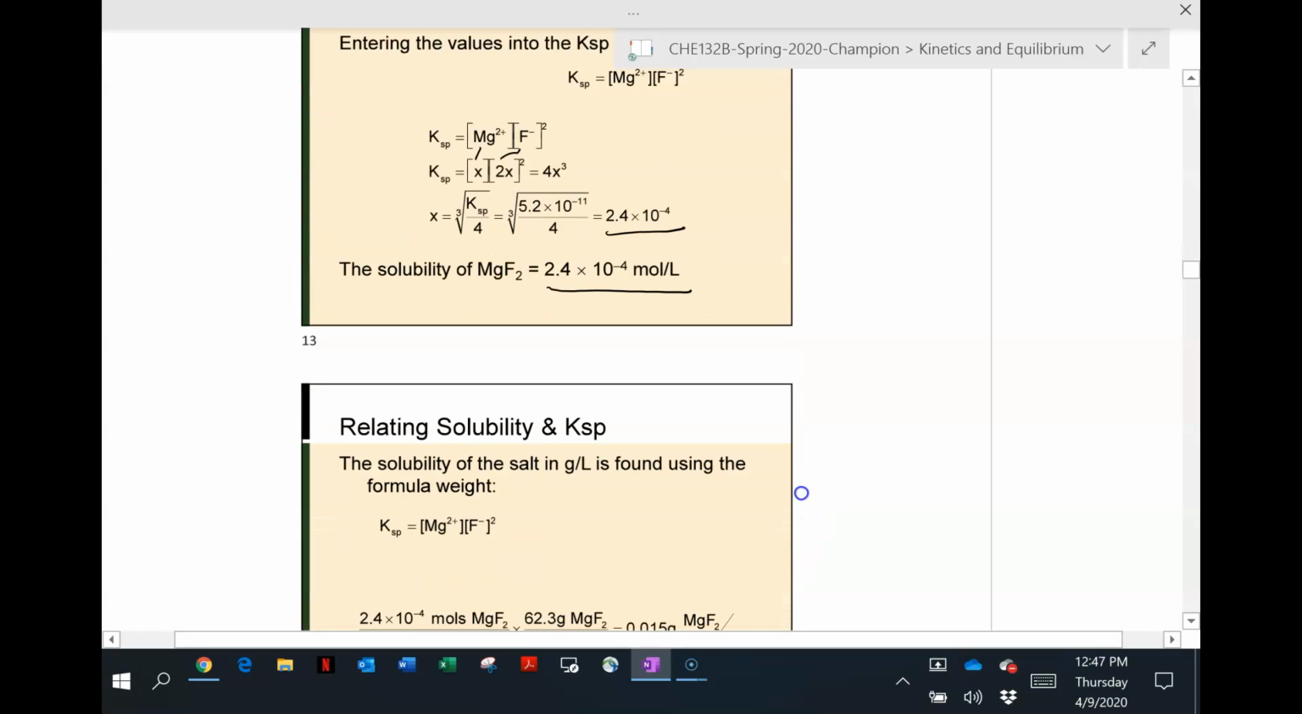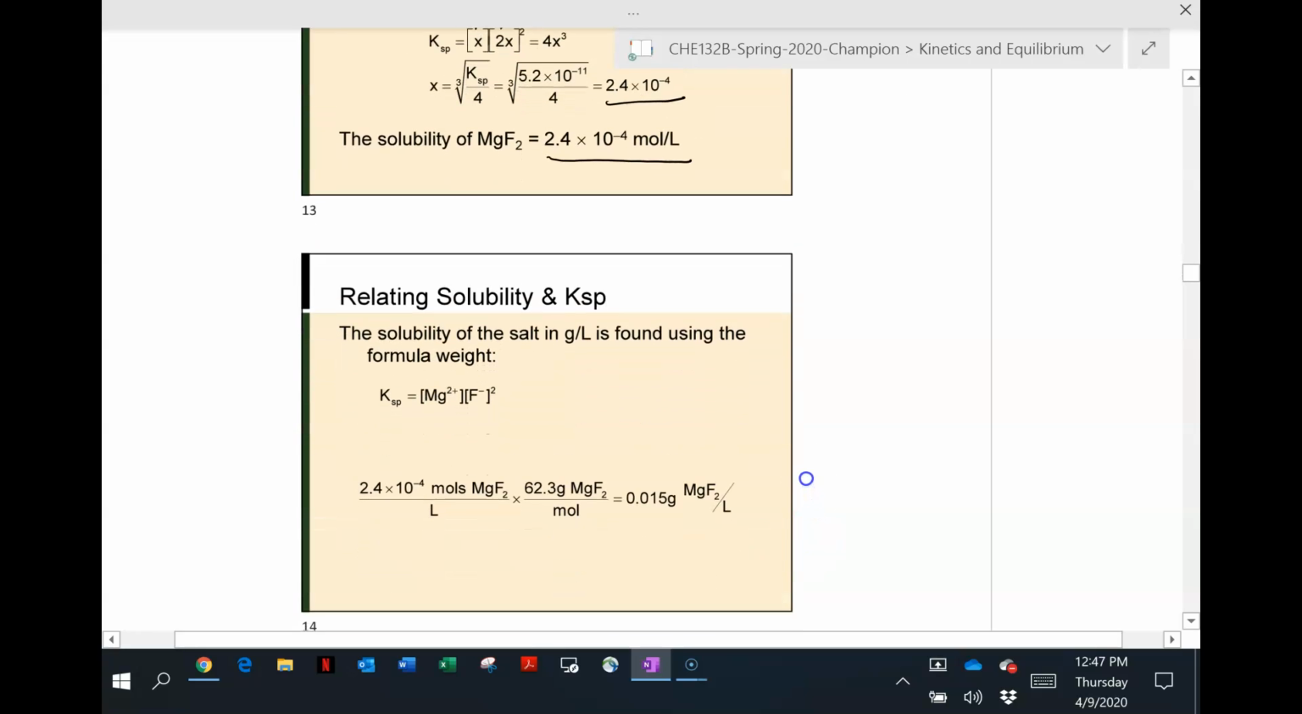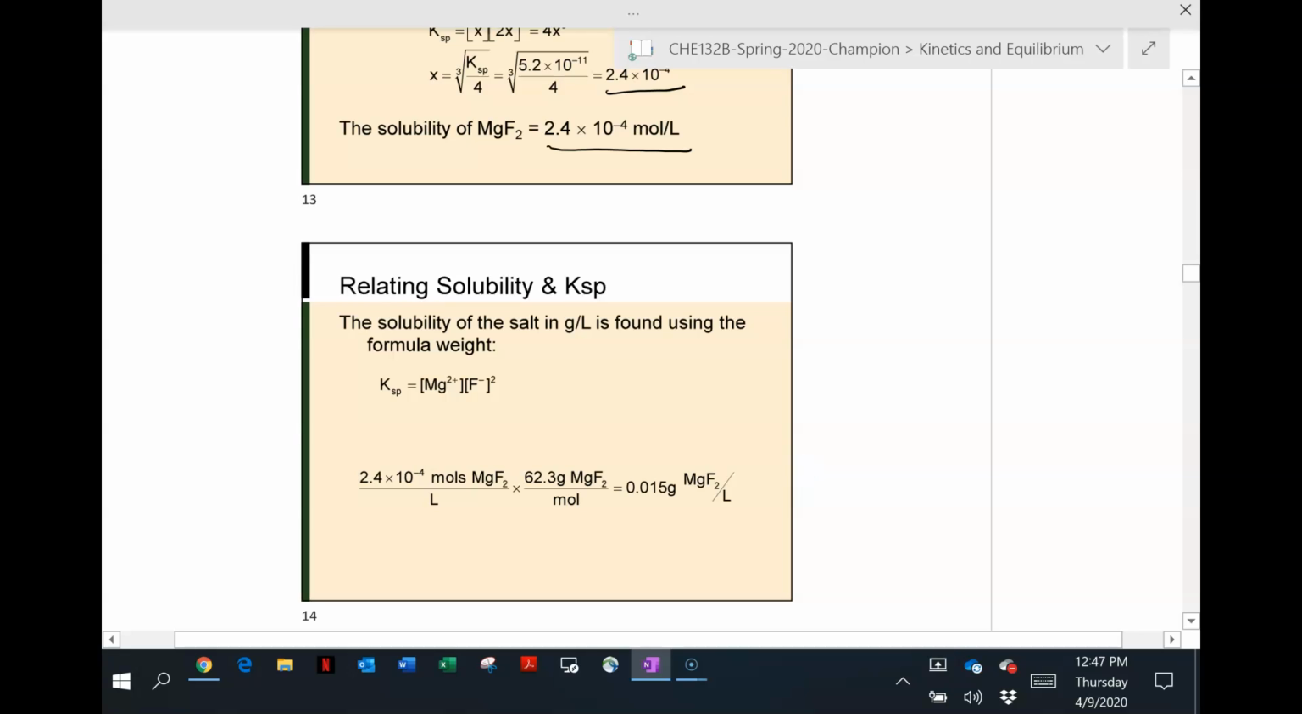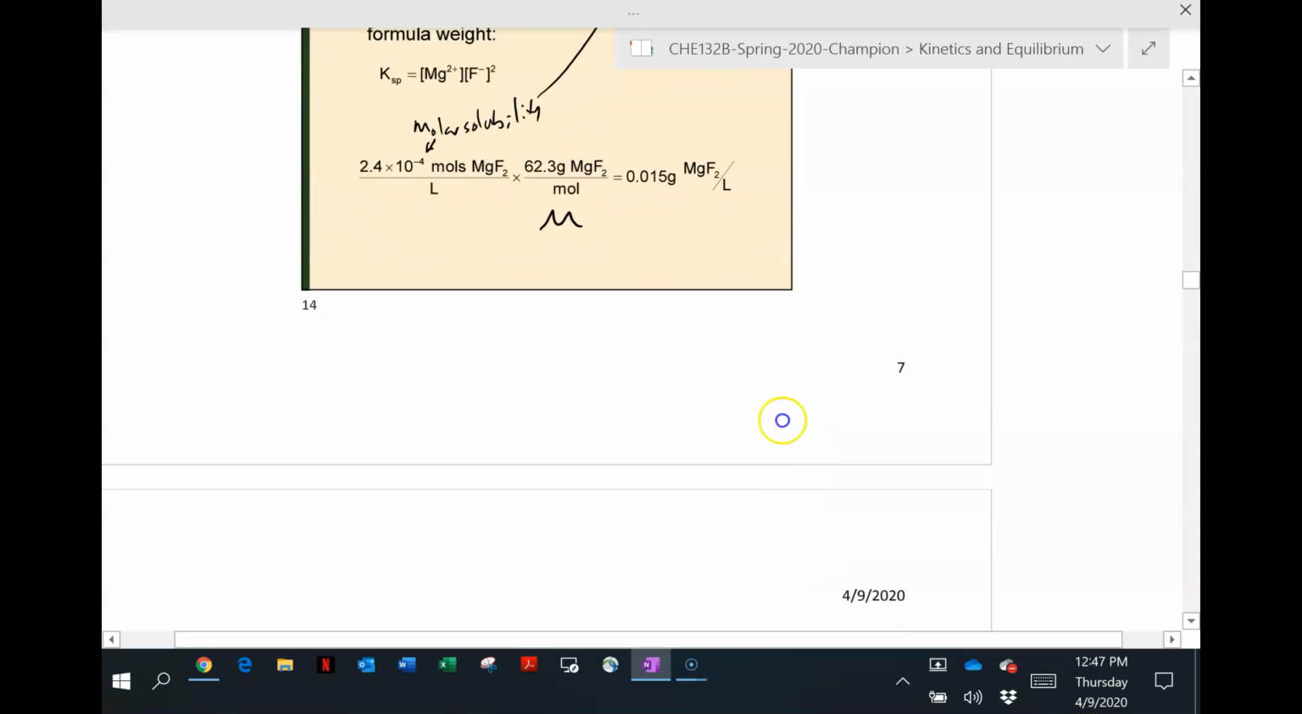To get the gram per liter solubility, we're simply going to take that molar solubility that we got up there, written that way as a fraction, and then simply convert moles to grams using the molar mass here, and we get the value of 0.015 grams magnesium fluoride per liter that are going to dissolve.